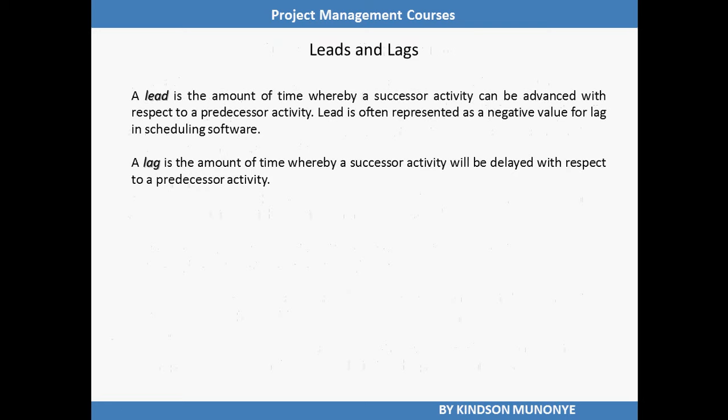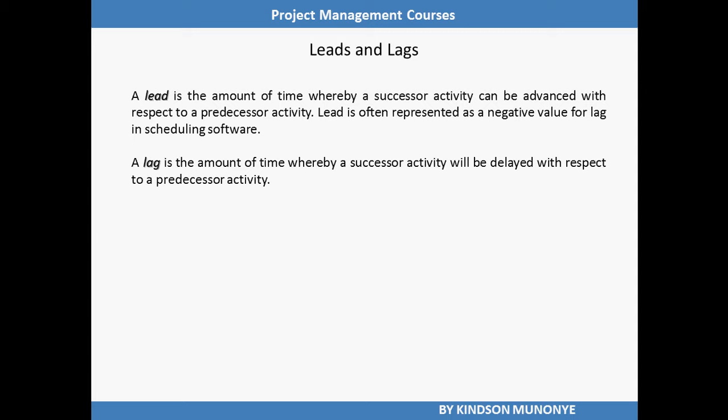Leads and lags. A lead is the amount of time whereby a successor activity can be advanced with respect to a predecessor activity. Lead is often represented as a negative value for lag in scheduling software. For example, in a project to construct a new office building, the landscaping could be scheduled to start 2 weeks prior to the scheduled punch list completion.